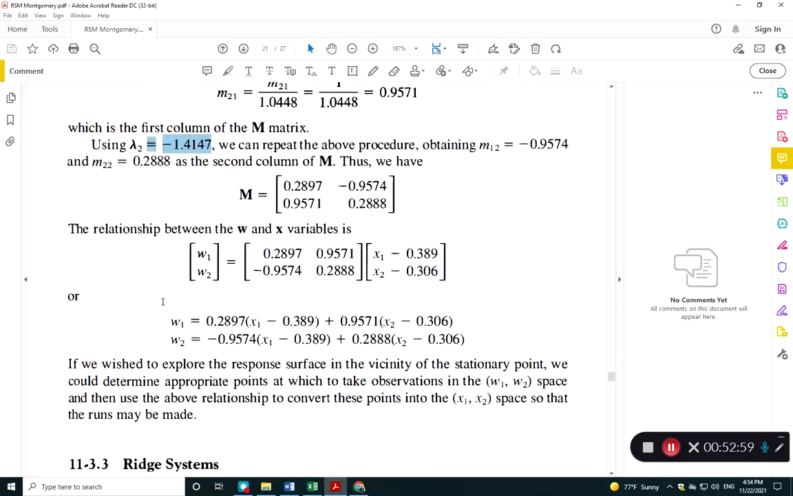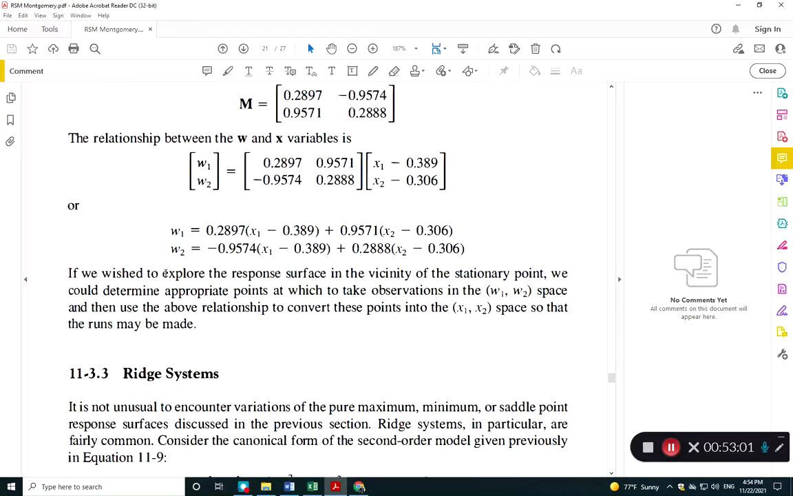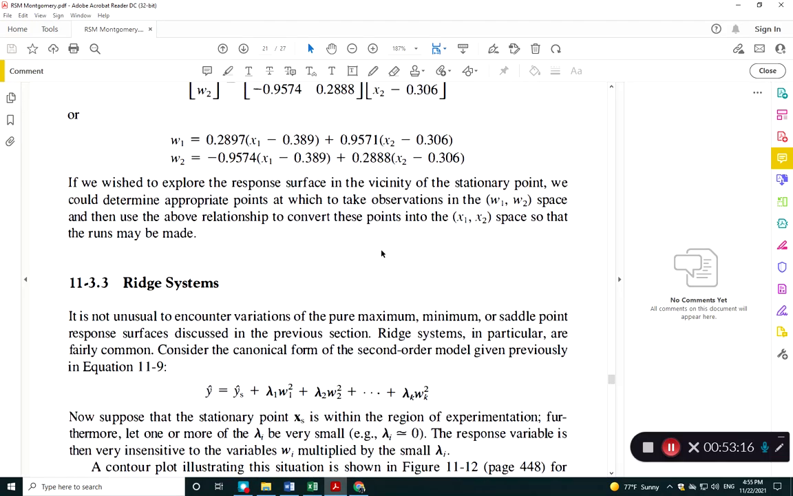Finally, you can just recover this by saying, oh, I can express my eigenvector and my original value the same way.